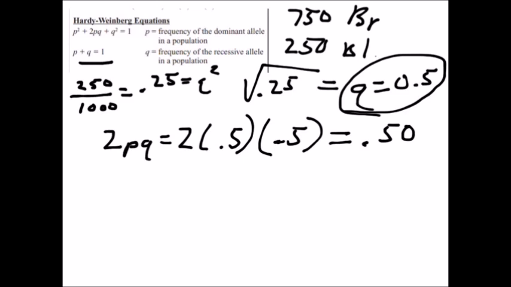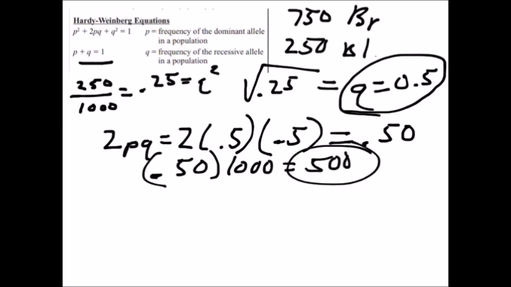Now that 0.5 is the frequency of heterozygous individuals. 50% of this population is expected to be heterozygous. The question here, though, didn't ask us for the frequency or the percentage of heterozygotes. It asked us for how many heterozygous individuals we expected. So we expect 50% of a total population size of 1,000. So we're going to take 0.50 times 1,000, and that tells us that we're expecting 500 heterozygous individuals.